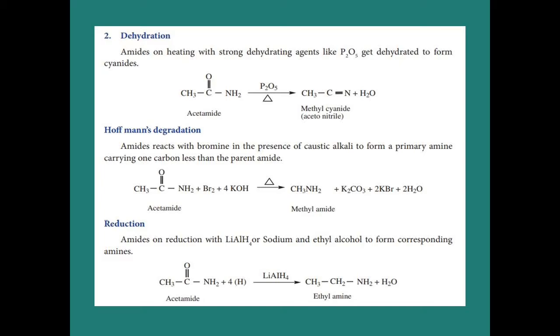The next one, reduction. Reduction means addition of hydrogen with the help of lithium aluminum hydride or sodium and ethyl alcohol. Here in acetamide, the oxygen is removed with 2 of the 4 hydrogens, so we get 1 mole of water. The remaining 2 hydrogens are added in the place of oxygen, so that we get ethylamine as one of the products.